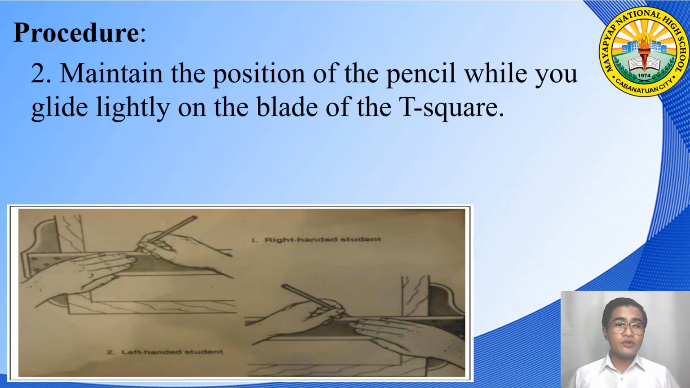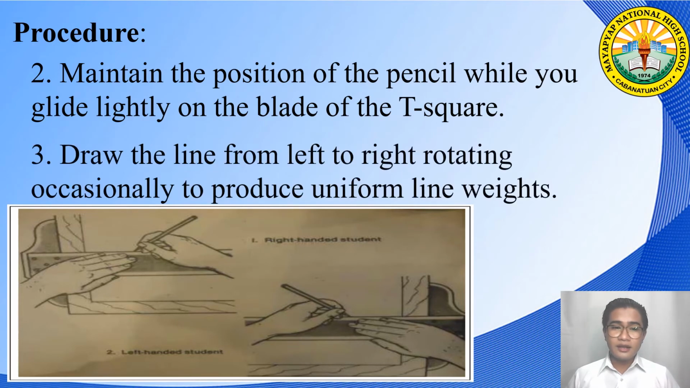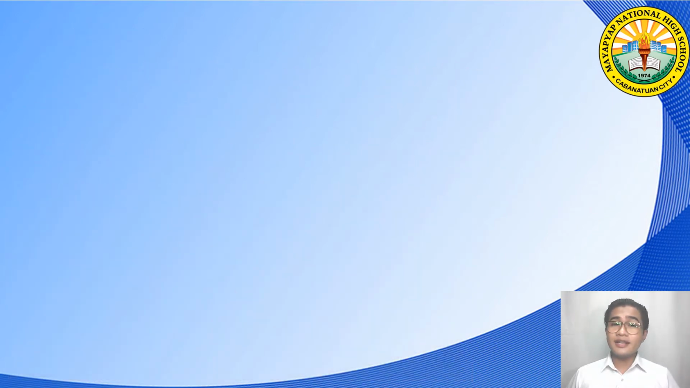Okay, our procedure. Number 2, maintain the position of the pencil while you glide lightly on the blade of the T-square. And number 3, draw the line from left to right, rotating occasionally to produce uniform light weights. That's how you are going to make a horizontal line using the T-square. We learned how to make a horizontal line earlier.